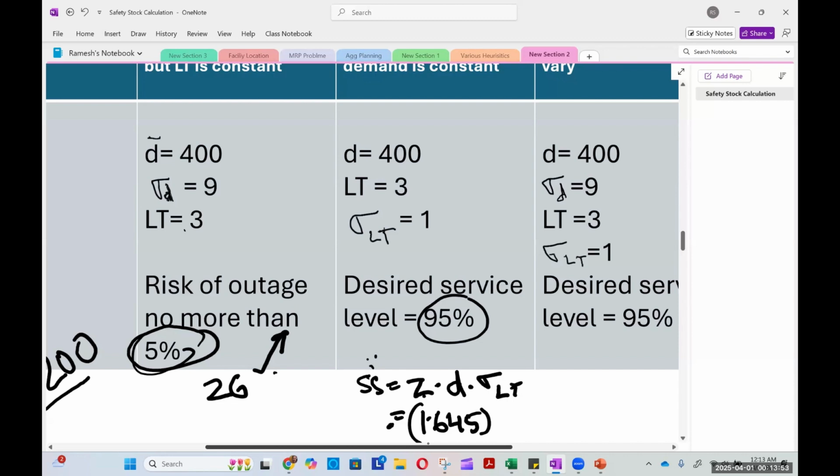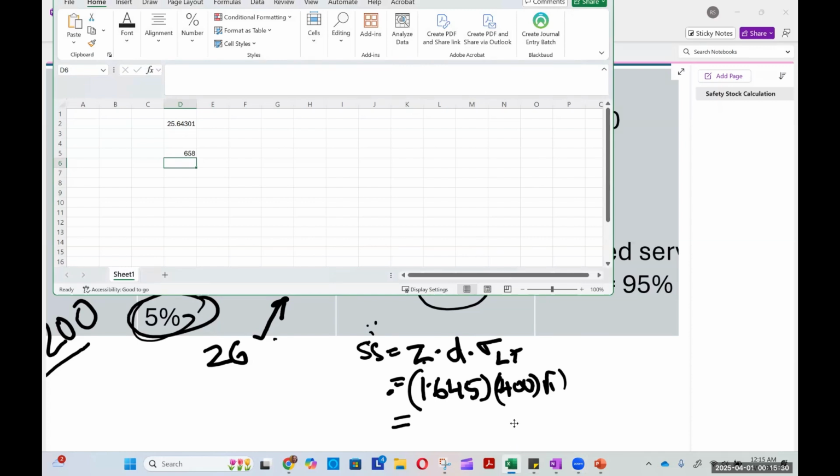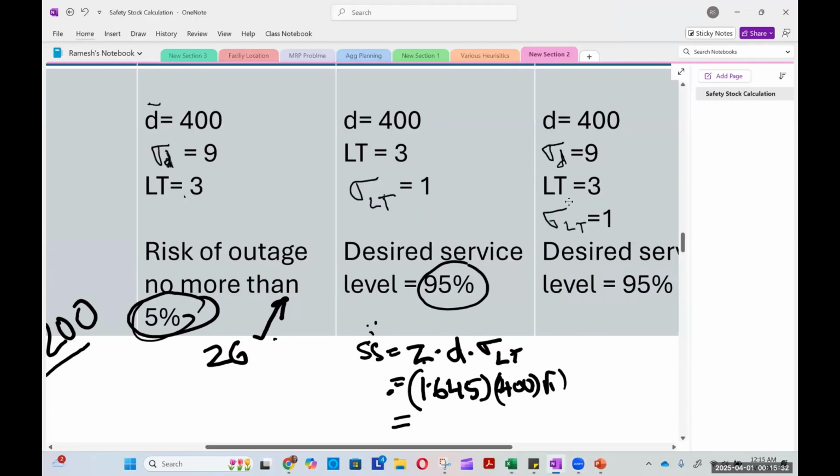Let me just, times D. D is 400, times the square root of LT, which is the square root of 1. What is the number? 1.64. I just did the calculation in Excel. That number is 658. Oh, this is a humongous number.